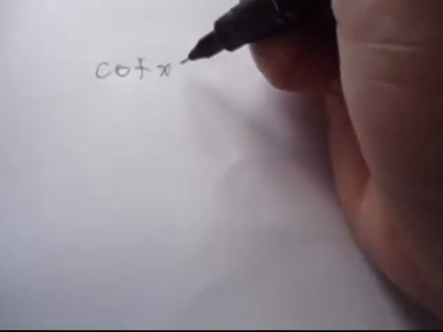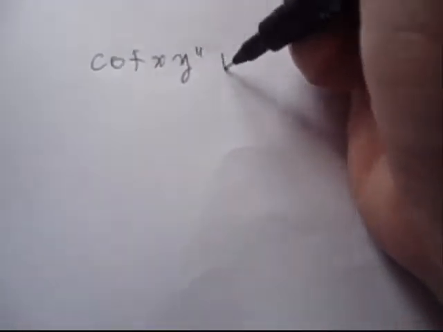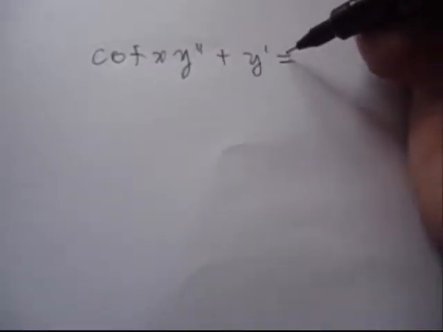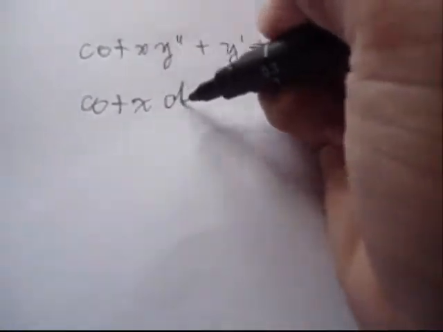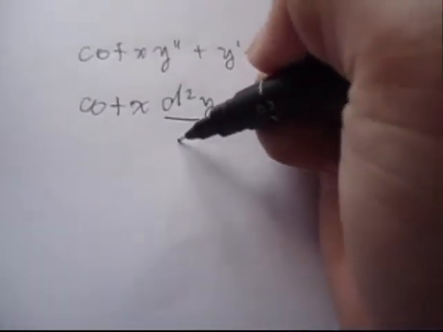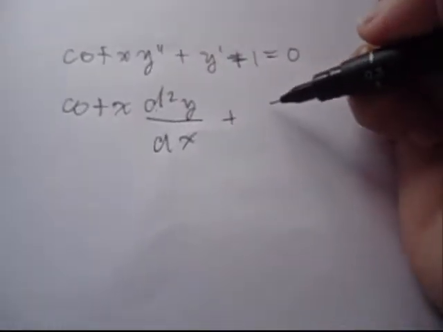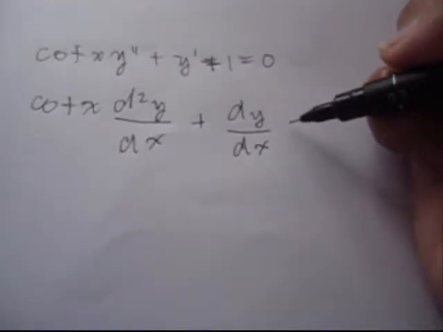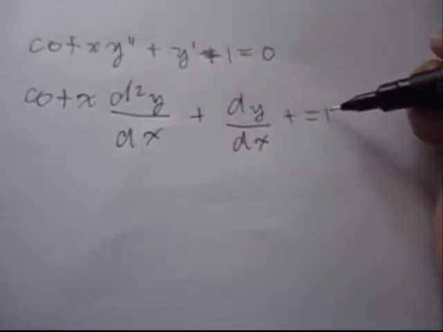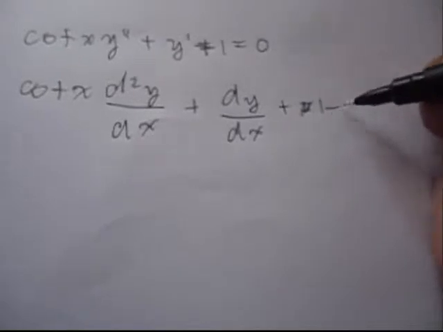Now we have the problem cotangent x times the second derivative of y plus the first derivative of y plus 1 is equal to 0. First, we need to transform this into the form cotangent x times the second derivative of y plus the first derivative dy dx plus 1 is equal to 0.